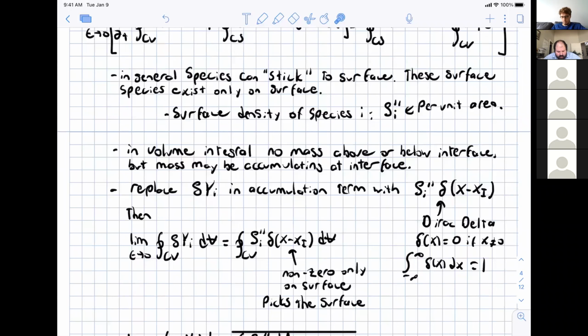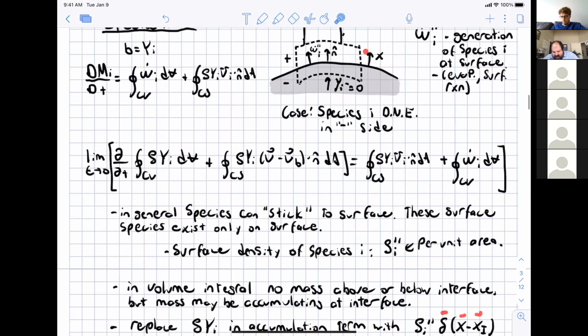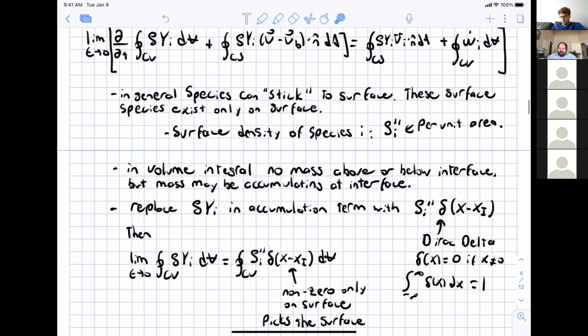You can replace rho y_i in the accumulation term, this term right here, with the site density of species i times delta of x minus x interface. Again, we are defining x to be the coordinate system attached to the surface. This delta here, which some of you may or may not have seen, is called a Dirac delta.